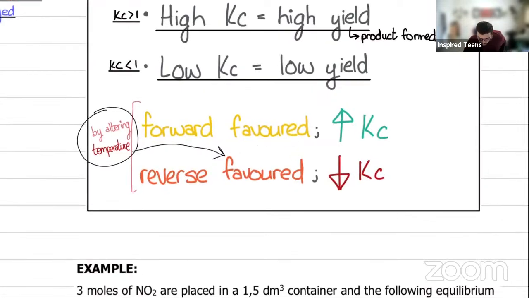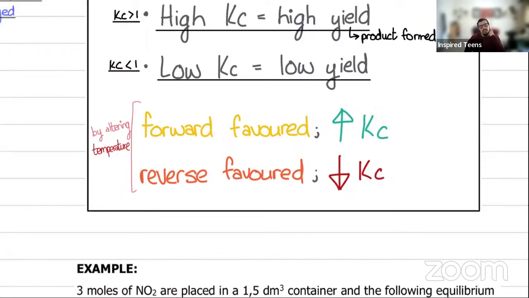So not just all the time when the forward is favored does Kc increase. Only if the forward is favored due to a change in temperature, whether it's an increase or a decrease in temperature, it doesn't really matter. As long as we change the temperature and it favors the forward, Kc is going to increase. And as long as we change the temperature and the reverse is favored, that would result in a decrease in Kc.